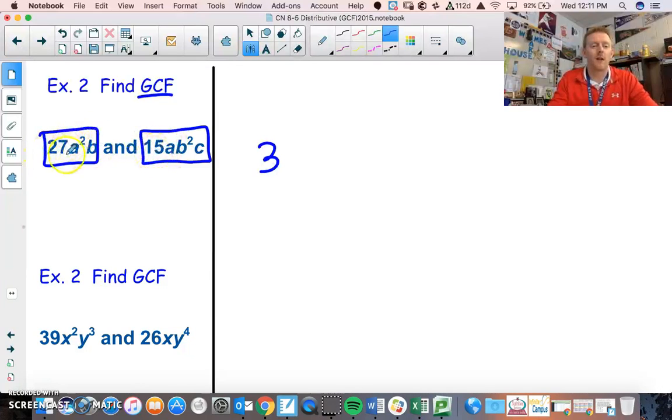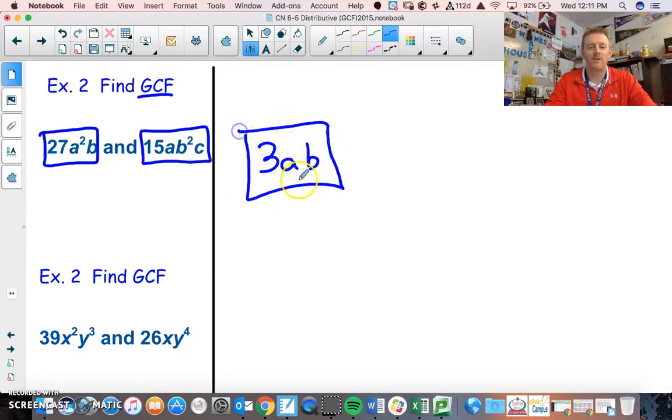And the largest number of A's I can take from both of them is just one of the A's. And the largest number of B's I can take from both of them is just one of the B's. Now because they both don't have a C, then the C just stays put. So we divided out of 27 a 3AB. We divided out of this 15AB to the second C a 3AB. The GCF is 3AB.